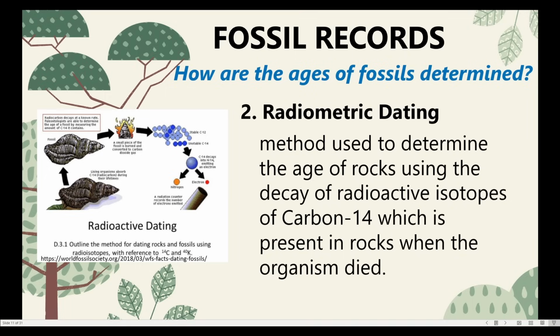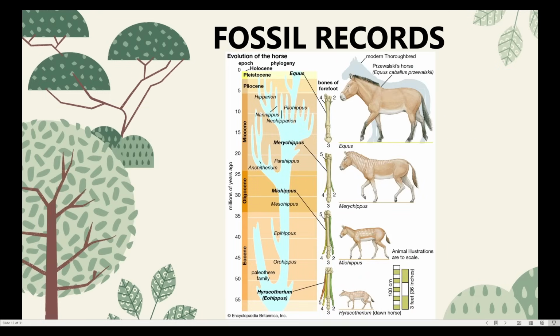That's why this method is one of the best known methods of dating fossils. Now, what is an example of fossil records that we can use in this discussion? The picture shown on your screen is the evolution of a horse.